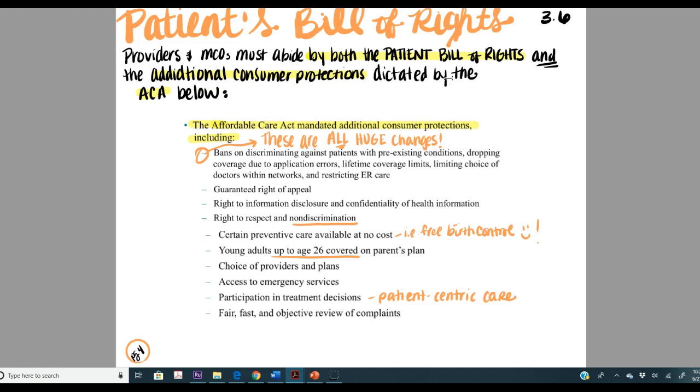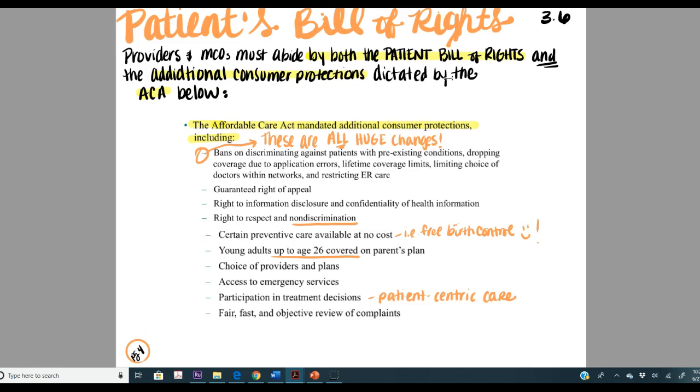So the Affordable Care Act mandated all of these additional consumer protections, some of which include bans on discriminating against patients with pre-existing conditions, dropping coverage due to application errors, lifetime coverage limits, limiting the choice of doctors within networks, and then restricting ER care. All of those in that first bullet point, those are huge changes. So we had talked about the pre-existing conditions before. That was a huge deal. But dropping coverage due to application errors, that was also a big deal.